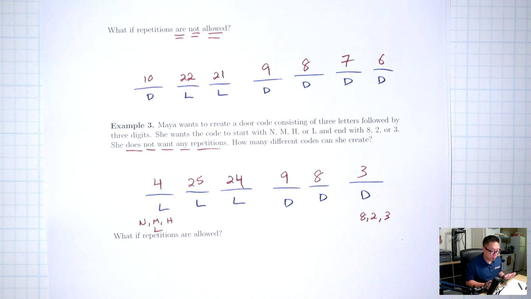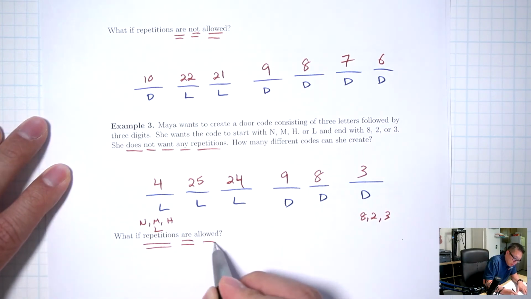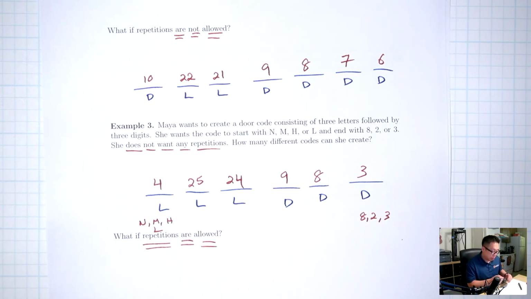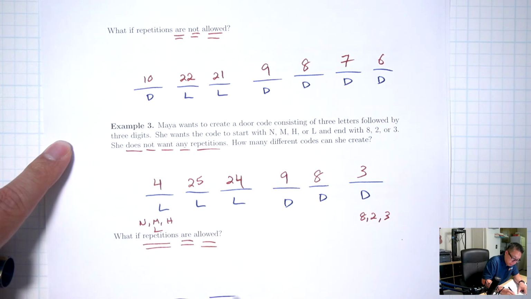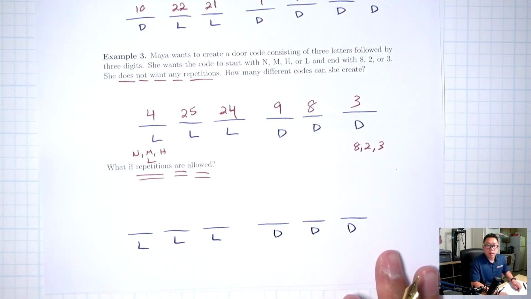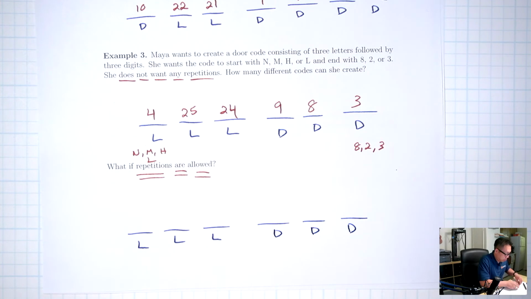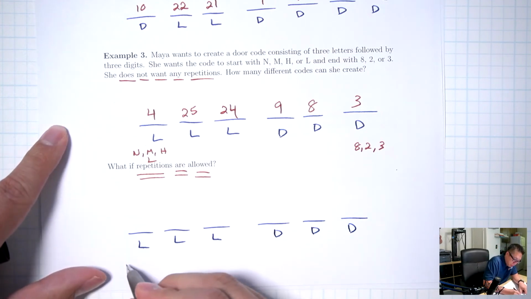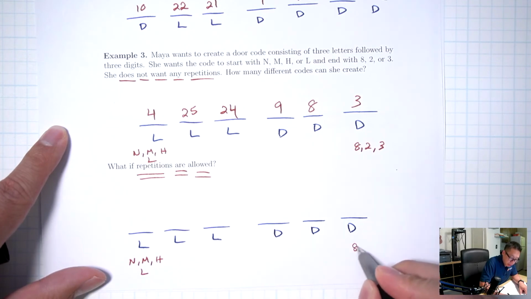Next part, what if repetitions are allowed? So let me recopy the blanks. So 3 L's and 3 D's. Okay. First L needs to be N, M, or H. N, M, H, or L. And the last one needs to be 8, 2, or 3.